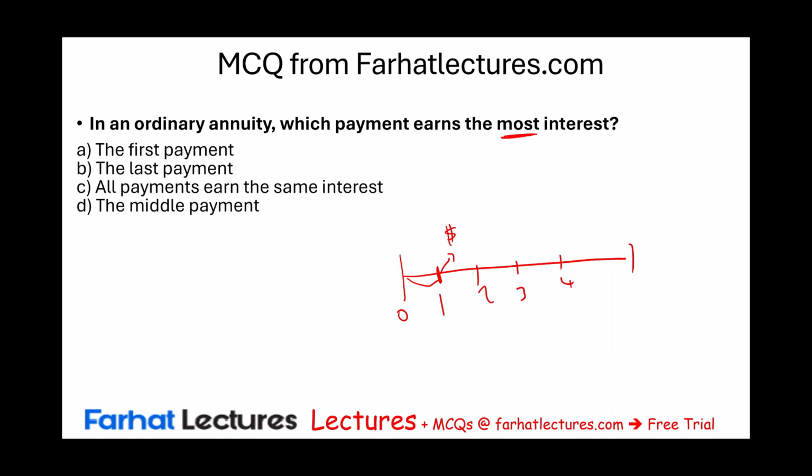So which payment earns the most interest? Is it the first payment? Let's assume it's 5 periods. Is it the last payment? All payments earn the same amount? The middle payment? So this is basic understanding of annuities, future value of an amount. Which one earns the most? The first one right here. The first payment earns the most because it's earning money for 1, 2, 3, 4 periods.